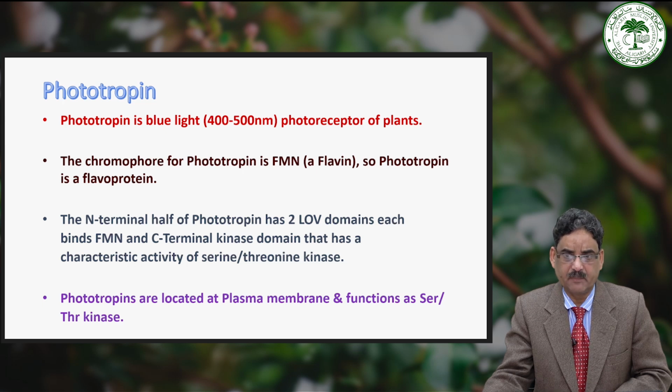Positioned at the plasma membrane, phototropins function as serine-threonine kinases. Therefore, phototropin, with its flavoprotein nature and distinctive domain structure, operates as a blue light photoreceptor at the plasma membrane, playing a crucial role as a serine-threonine kinase in plant responses to light stimuli.